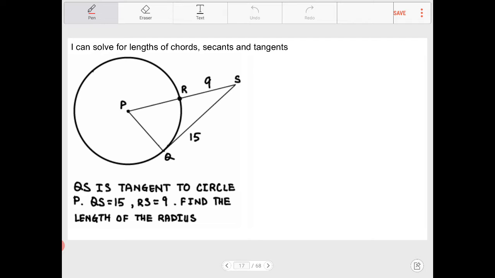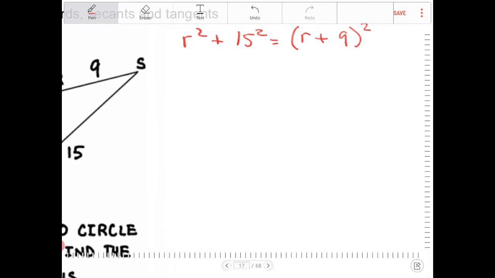All right, so hopefully you guys had some time to think about this. So the one unknown in this problem is we don't know what the radius is. But what we do know is that QS is tangent to circle P. Well, in order for that to be true, then again, this has to fulfill the Pythagorean theorem. So R squared plus 15 squared should equal R plus 9 squared. Don't be afraid of this. This is just the same process. We approach this in the same way.